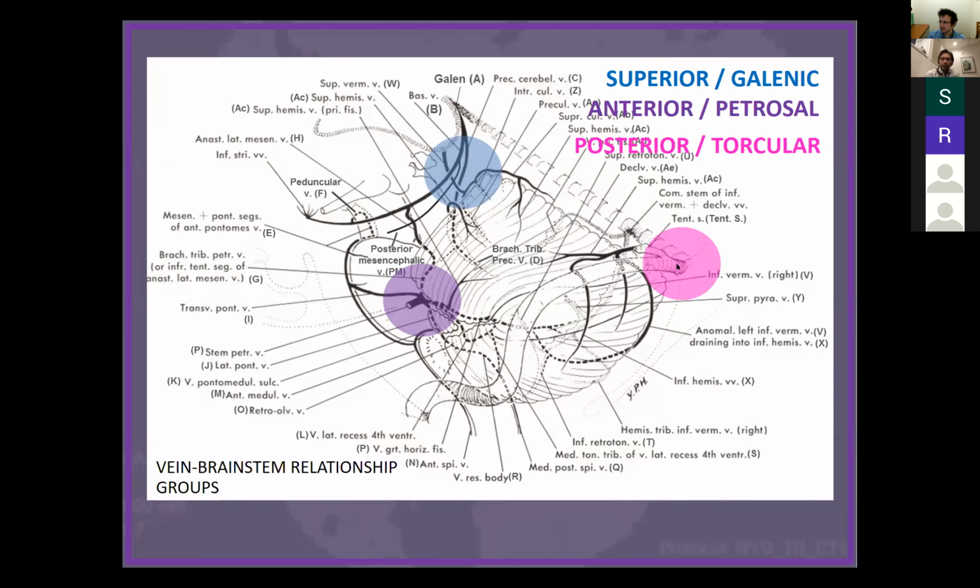And then lastly is the posterior group or the torcular group. Whatever is going to go over there is sort of inferior posterior cerebellar veins, inferior Vermean veins, and so forth. So that's the way to look at it. That's the way we've looked at it for a long time, and I think that's super useful. And that's where the concept of the balance comes from. So somebody might have a very dominant petrosal group or whatever, any one of these.